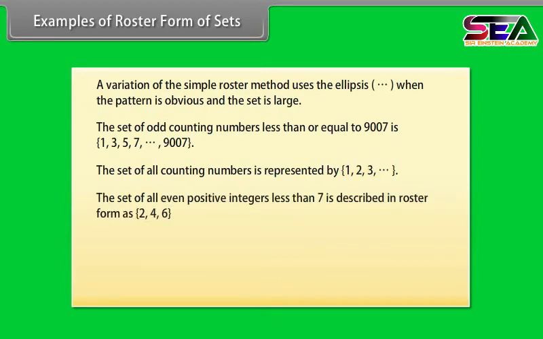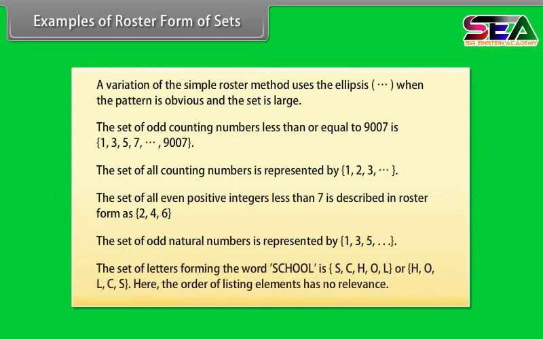The set of all even positive integers less than 7 is described in the roster form as {2, 4, 6}. The set of odd natural numbers is represented by {1, 3, 5, ...}. The set of letters forming the word school is {S, C, H, O, L} or {H, O, L, C, S}. Here, the order of listing elements has no relevance.